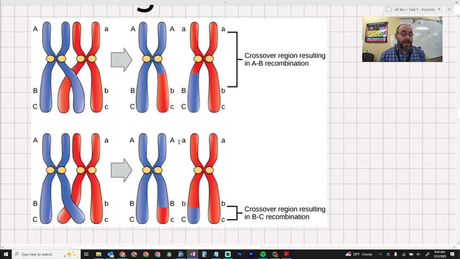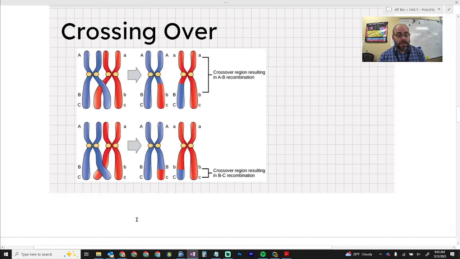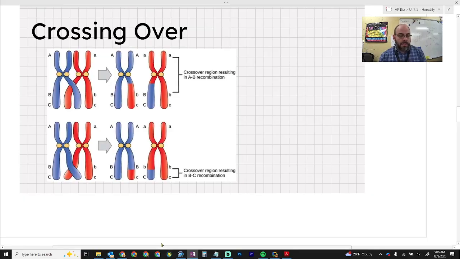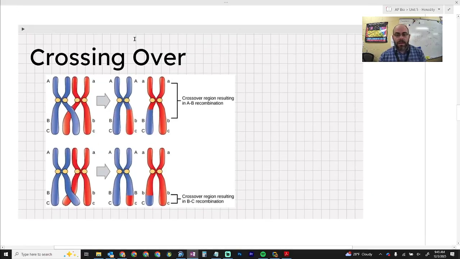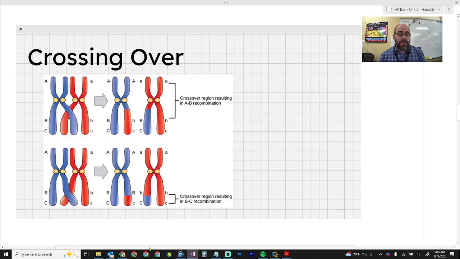And you can see that. This is going to create genetic diversity. Again, genetic diversity is usually good for a population. Crossing over is a source of that. And this allows for a lot more kind of combinations that can occur in the genome. Crossing over is a normal process, by the way. I don't mean to make it sound like some sort of mutation.